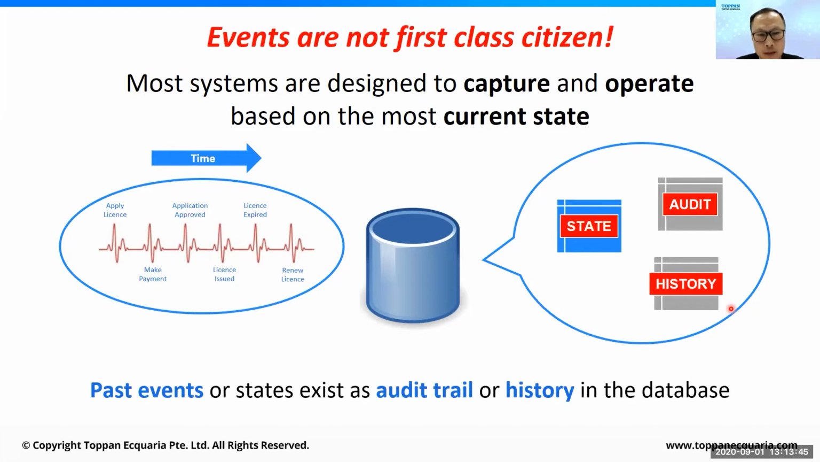And when there are new events that come and change your current state, or let's say the state changes for whatever reason, your past events now exist as an audit trail or history in the database. So new events come and change your state, and the old events get pushed to a history or audit trail. That's typically how we build systems today. And the focus of the system is actually operating on the most current state.